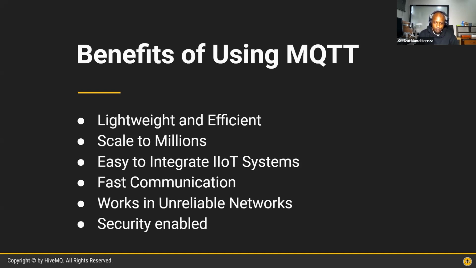Another thing is that MQTT is useful for transmitting data from industrial facilities that are located in remote places where the network might be unreliable, such as in oil and gas and things like that. And finally, MQTT has security enabled.